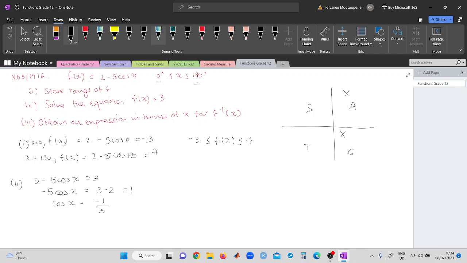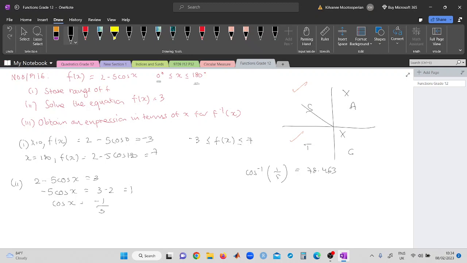The two that get affected are this and this, the sine and the tan one. Okay, so cos inverse of, firstly, I can take cos inverse of 1 over 5. Take the positives here. Cos inverse of 1 over 5 gives me an acute angle of 78.46 something.